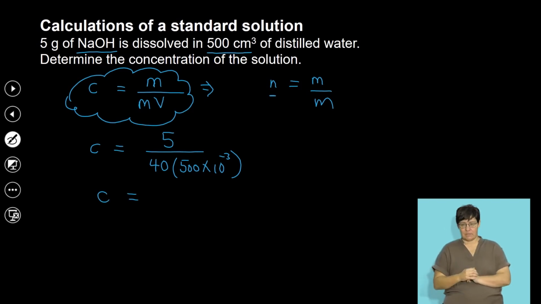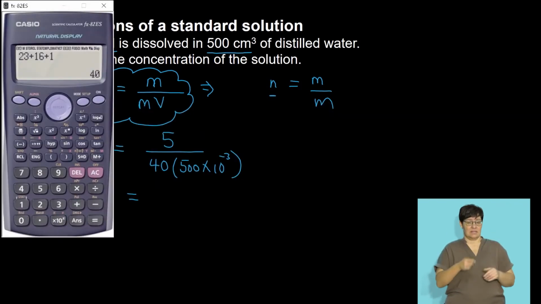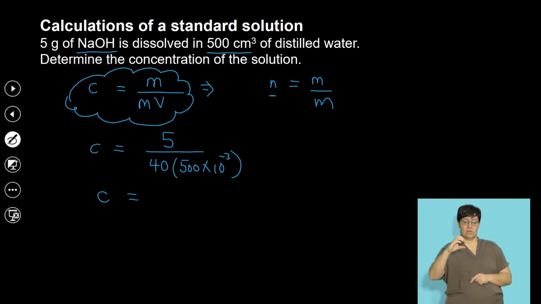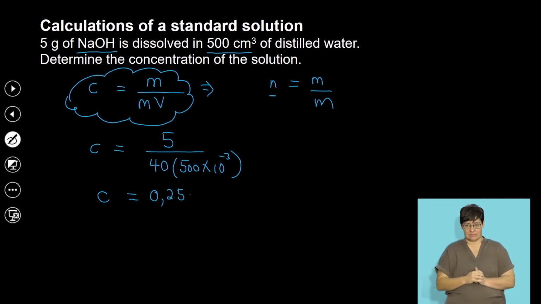Then if we go to our calculator, just to get that value, 5 divided by 40 multiplied by 500 multiplied by 10 exponent negative 3. That's the same as dividing by 1,000. So the concentration of this standard solution is 0.25 moles per cubic decimeter.